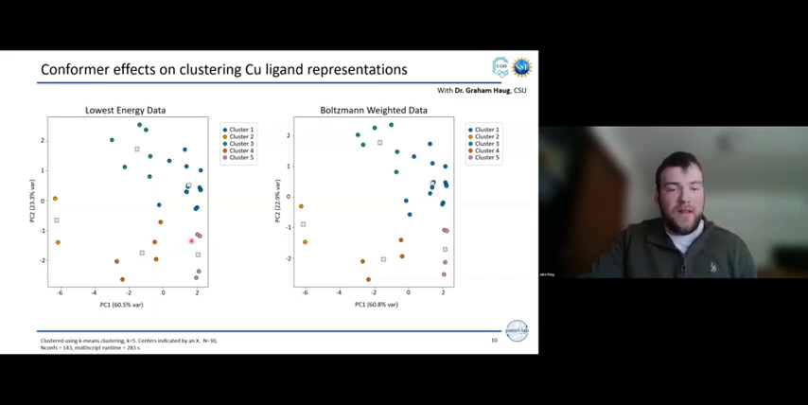And actually, in this case, one of these points changes from cluster 4 in the lowest energy data to cluster 1 in the Boltzmann weighted data, which probably isn't the biggest difference, but I think it does show that there are tangible differences going from lowest energy data to Boltzmann weighted data, even for something like PCA clustering, which you might imagine might not be too sensitive to this.